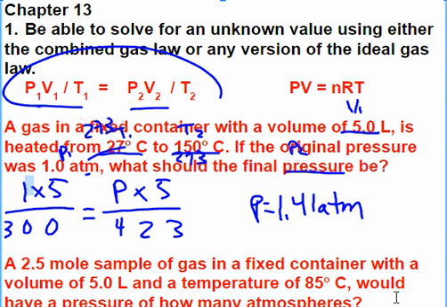The second example I gave you for objective 1 says a 2.5 mole sample of gas in a fixed container with a volume of 5 liters and a temperature of 85 degrees would have a pressure of how many atmospheres? As soon as you see moles, you know you need the ideal gas law, because what makes the ideal gas law different than the combined gas law is that it has n, or moles, in it.